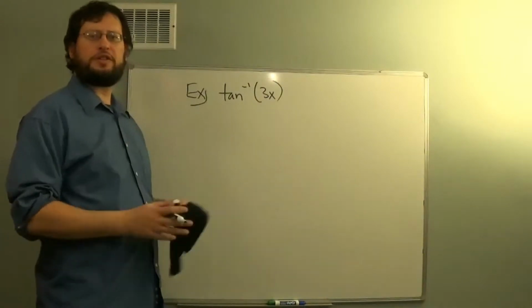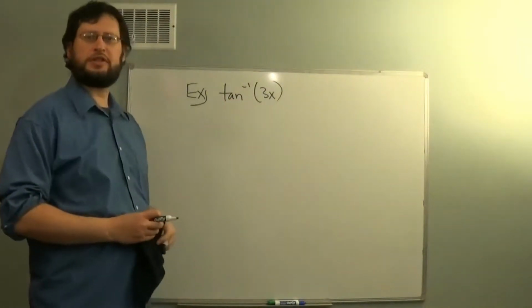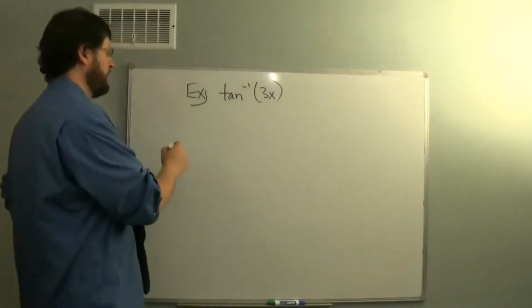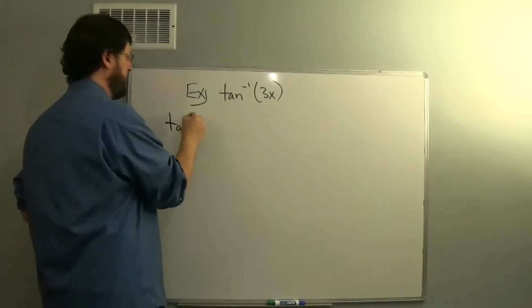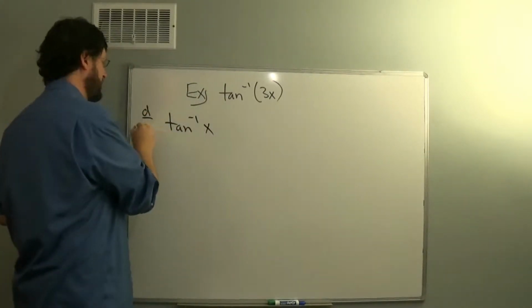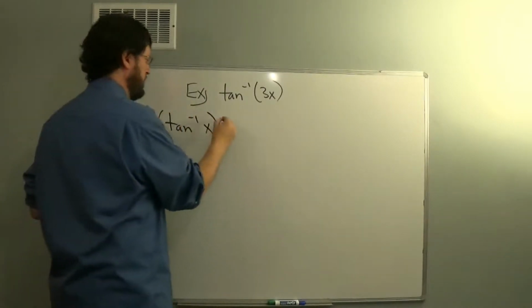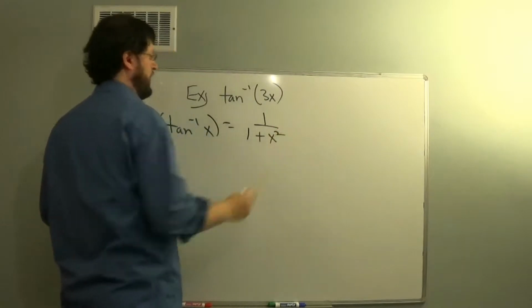Let's find the Maclaurin series for tan inverse of 3x. This one will require using some ideas that we haven't seen before. So here's what we're going to do. We're going to remember the tan inverse of x. If I take its derivative, it is 1 over 1 plus x squared.